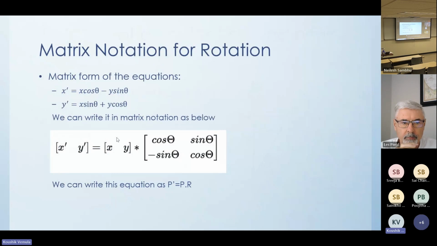And for the matrix notation for rotation, it is a bit more complicated compared to translation, and we will be using matrix multiplication instead of addition in this case. The matrix form for the equations shown here can be written in the format given below, and we can consider it as p dash equal to p dot r, the matrix multiplication of p and r.